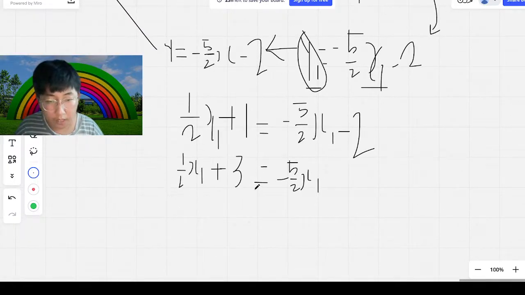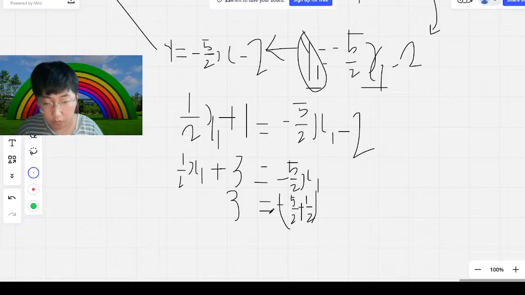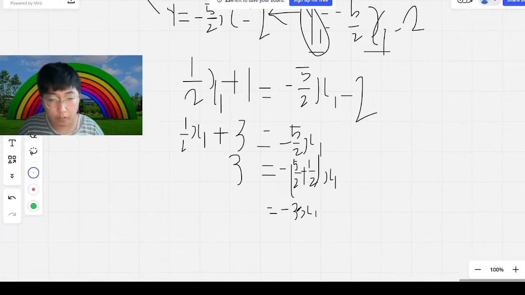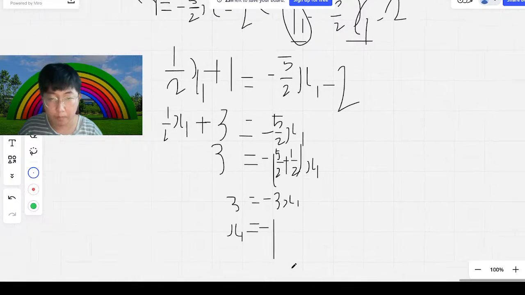We subtract 1/2 of x1 from both sides here, which gives us -5/2 plus 1/2 of x1, which is -3 x1. Alright, if we divide both sides by -3, we get x1 is equal to -1.